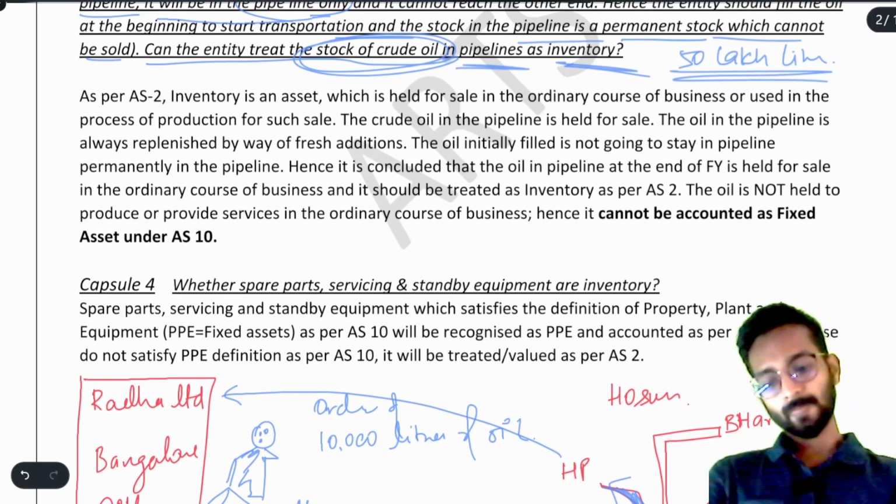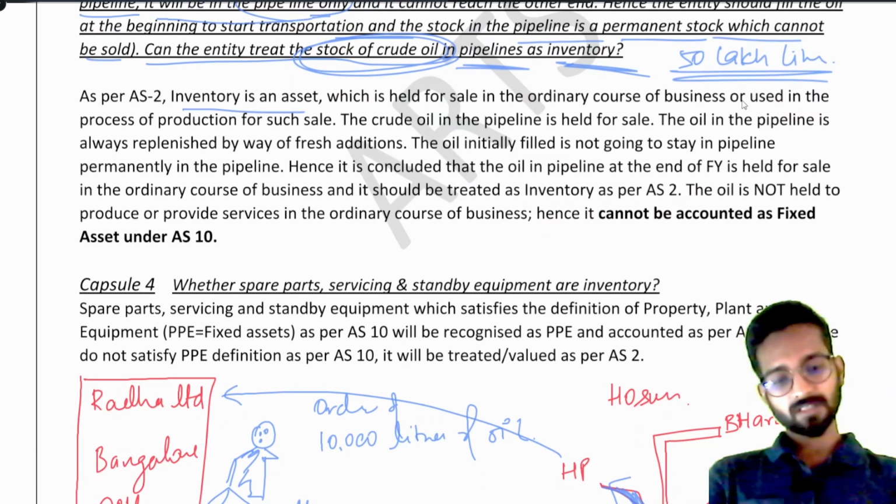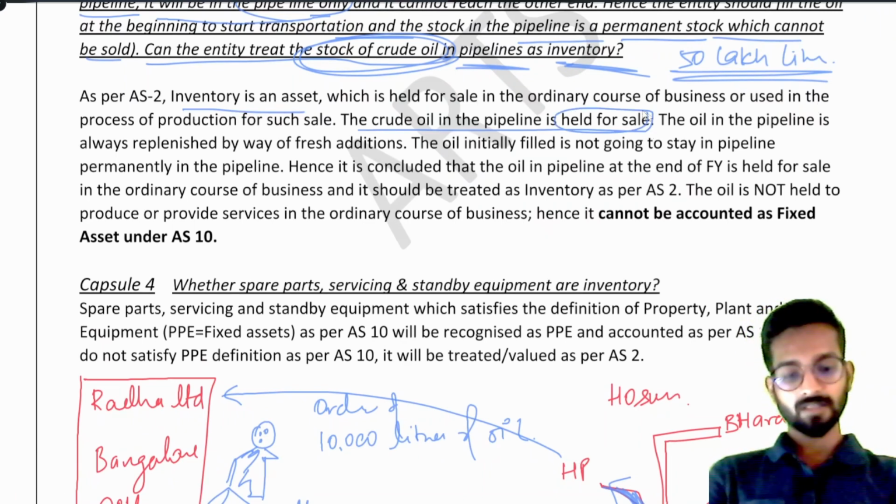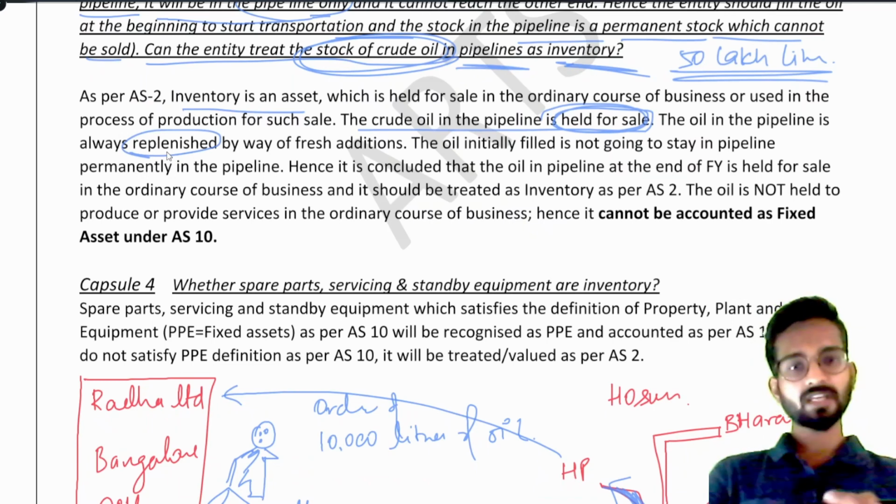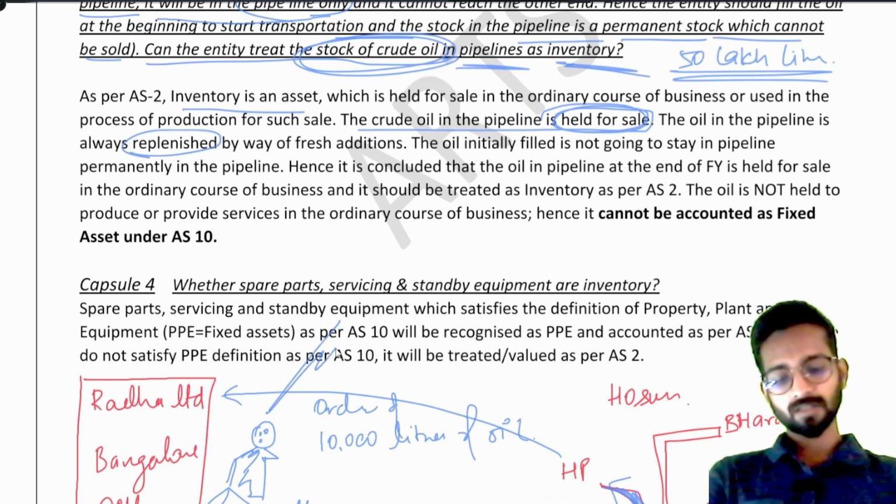Look at the answer. As per AS 2, inventory is an asset. The crude oil in the pipeline is held for sale. See, obviously it is held for sale. The oil in the pipeline is always replenished, means it will always be changed, because this manager here will always put new oil every time.